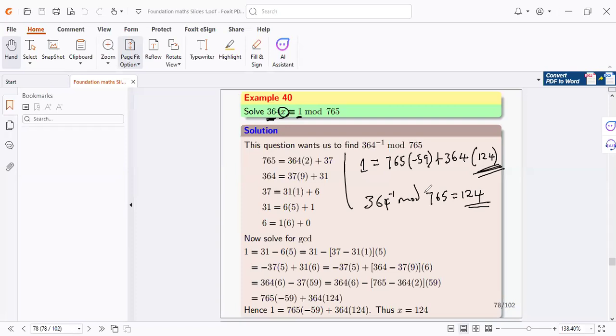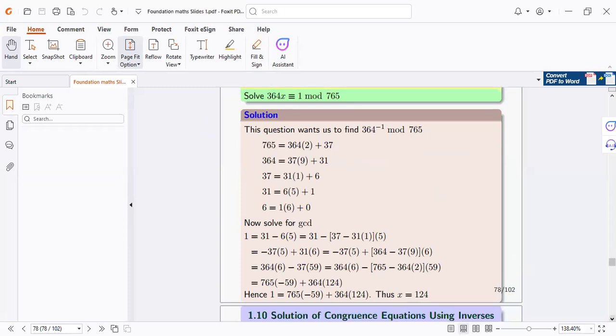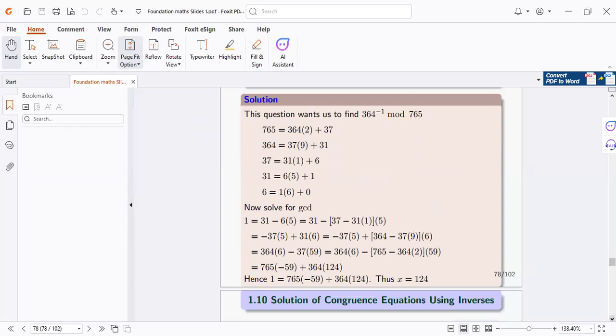Now I think those two examples are enough for us to get the inverse using the extended Euclid's algorithm. And later on, I'll be showing you how to do the same questions using other methods like Fermat's little theorem and the Euler-Phi theorem, so that you are equipped with several methods or techniques of finding inverses.